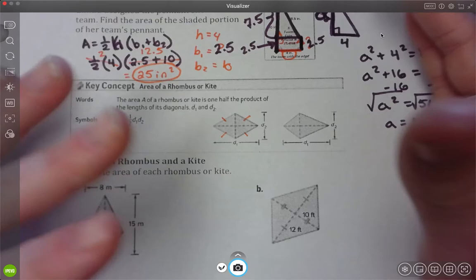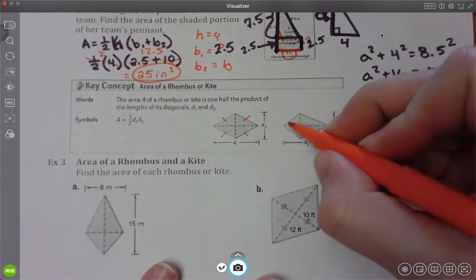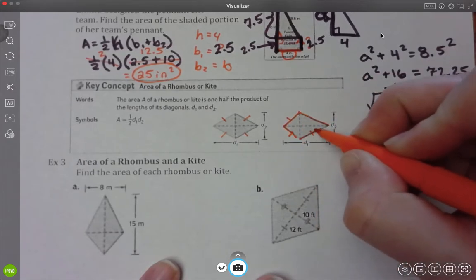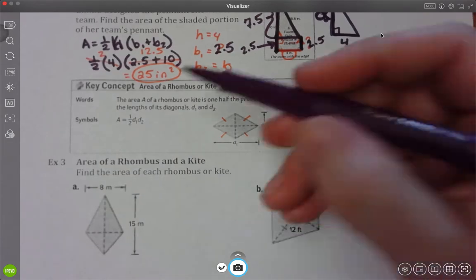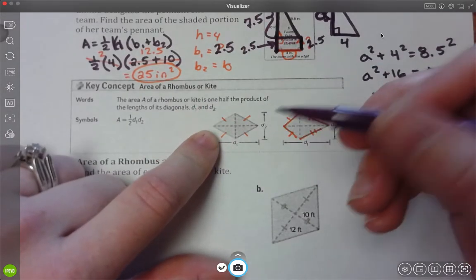It's kind of tilted. And then a kite has these 2 sides the same length, and then these 2 sides are the same length. So I mark them like that. Just kind of the way you think of a kite. Now, here's how the formula of a kite is done. So I'm going to have you look at this first one, or the formula of a rhombus or a kite.